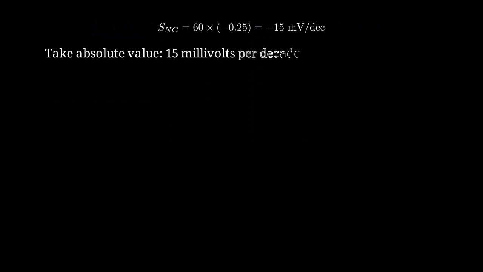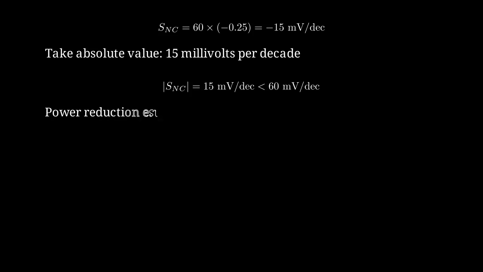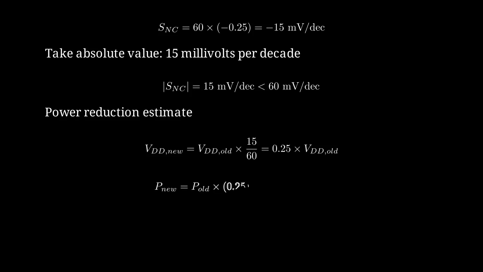Taking the absolute value, we get 15 millivolts per decade, which is 4 times steeper than the Boltzmann limit. The magnitude of SNC is 15 millivolts per decade, well below 60 millivolts per decade. What does this mean for power consumption? Let's estimate. The new supply voltage could be reduced to 0.25 times the old supply voltage. The new power consumption is 0.0625 times the old power consumption.